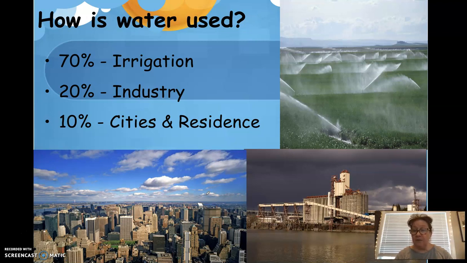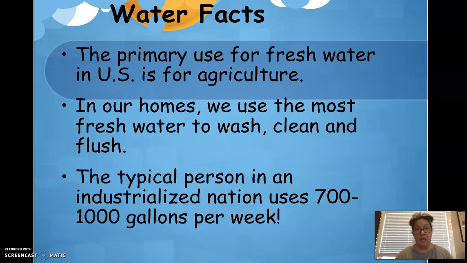70% of it's used for farming, for irrigation. 20% is actually used in industry. And think about ECU, those cooling towers that are right behind Flanagan. You can hear it working, and it's trying to cool down some of the machinery and systems in there. And then also 10% is used in our cities and residents. That's personal use as well.